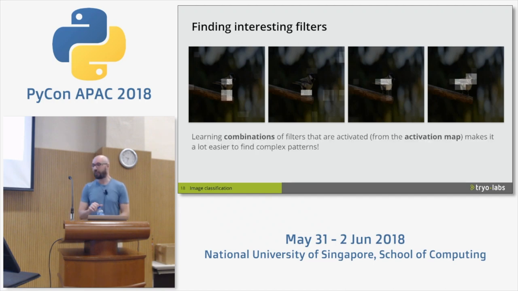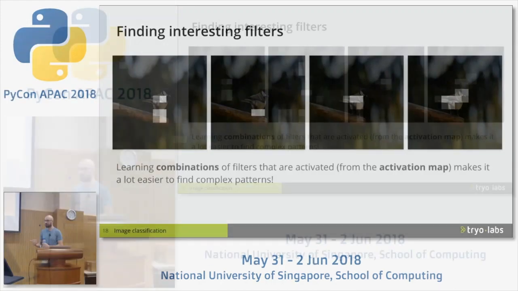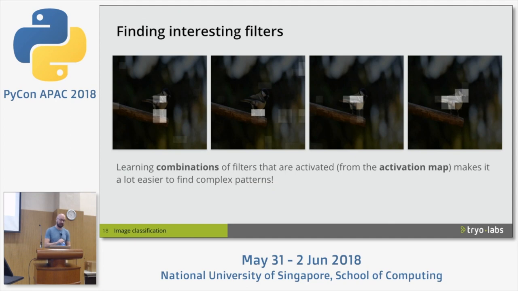So learning the combination of filters that are activated from the activation maps makes it a lot easier to find complex patterns, because now I don't have to look at the pixels anymore. I just say, okay, if my filter 1 and my filters 2, 3 and 4 are activated, then I have a bird. So I made my classification problem much, much simpler. Now I have to look at combinations of these filters that the network has learned for me. And this makes it really, really straightforward for classification.